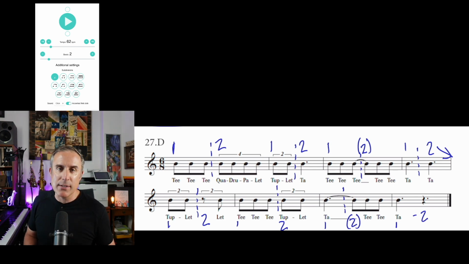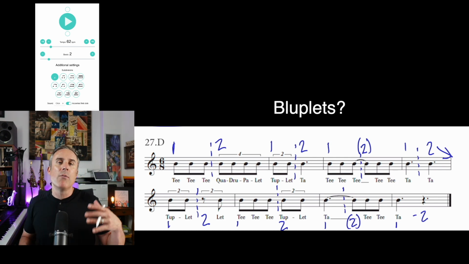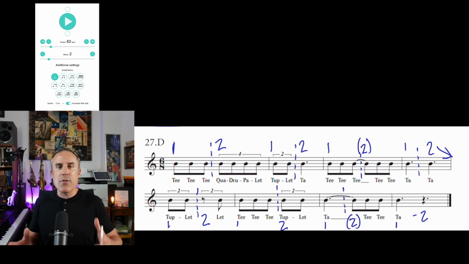Okay, so this exercise has a little bit of everything. We've got some duplets, we've got some quadruplets, we've got some 8th notes, we've got some ties, we even have a rest incorporated into one of our duplets. Let's get a metronome going, let's find a pitch, and let's perform this one.